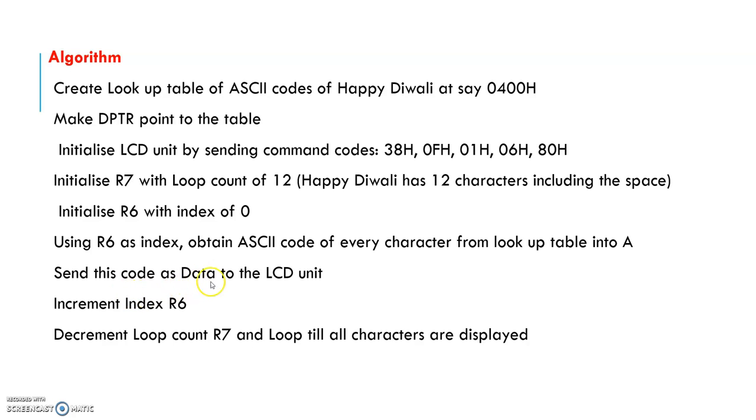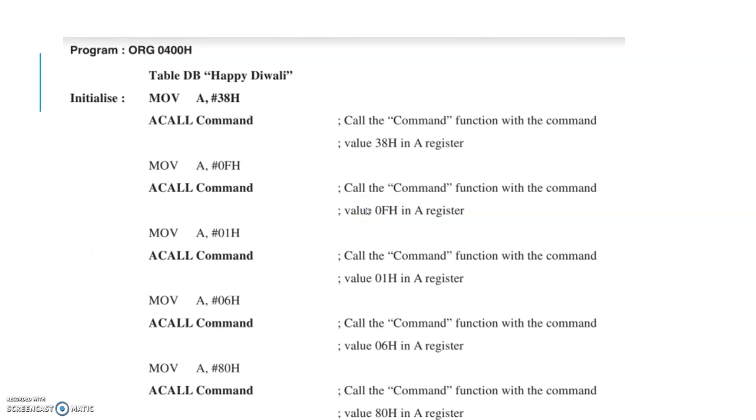So send this code as data to the LCD unit, increment index R6, decrement loop count R7, and the loop will execute till all the characters are displayed. Because we have given 12 as the loop count, all the characters in Happy Diwali will be displayed. So this is the program in assembly language. The lookup table we initialize with the codes of Happy Diwali.